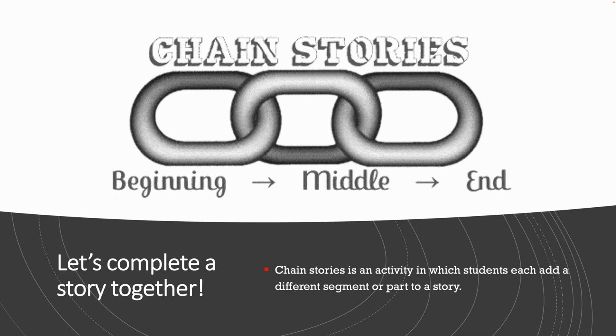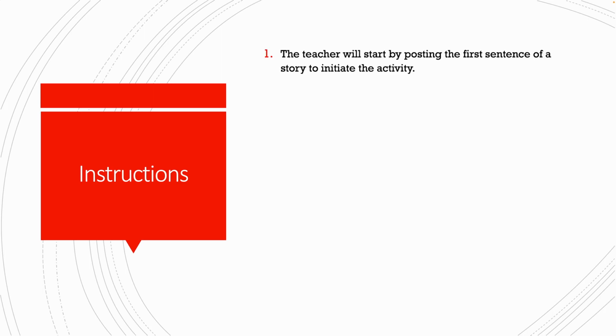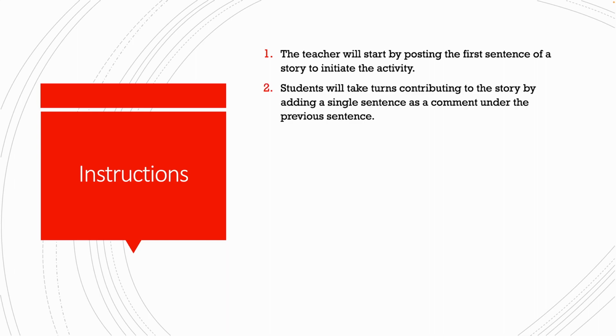So chain story is an activity in which students, you, each add a different segment or part to a story. For this, I'll show you the instructions. First, the teacher, I, will start by posting the first sentence of a story to initiate the activity. And students, you, will take turns contributing to the story by adding a single sentence as a comment under the previous sentence. So you should keep in mind that this is an online activity.